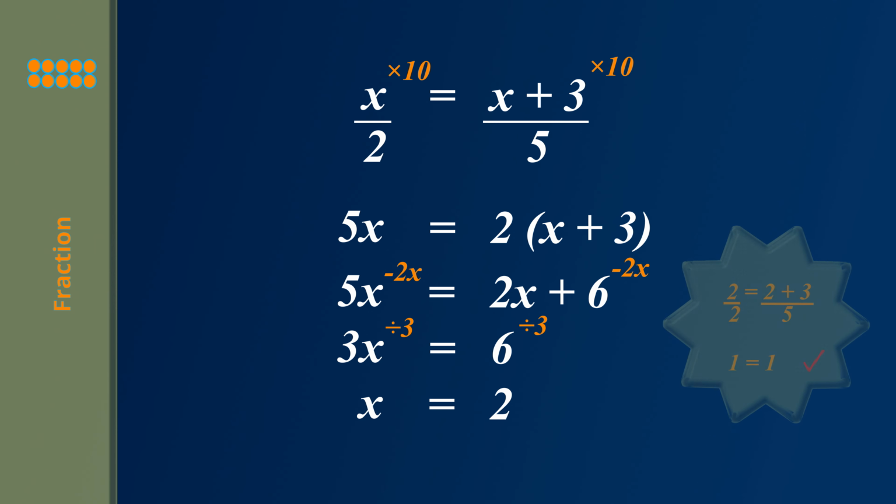Let's check that. In the original equation, we get 2 divided by 2, which is 1, and 2 plus 3 divided by 5 is 1.